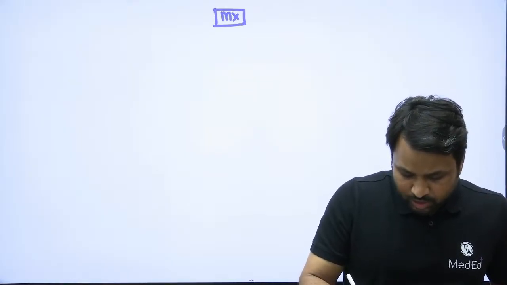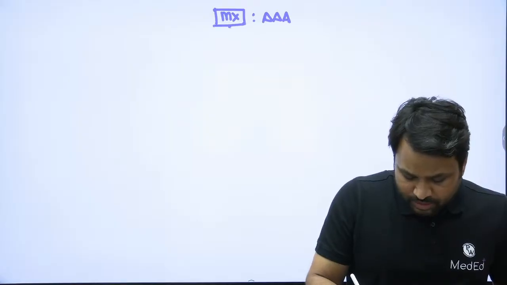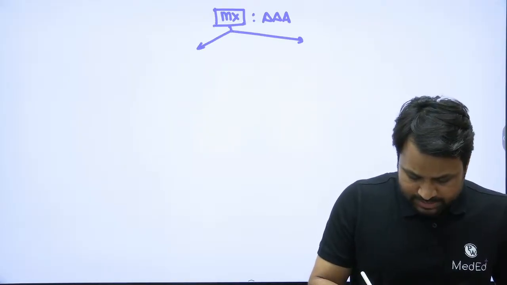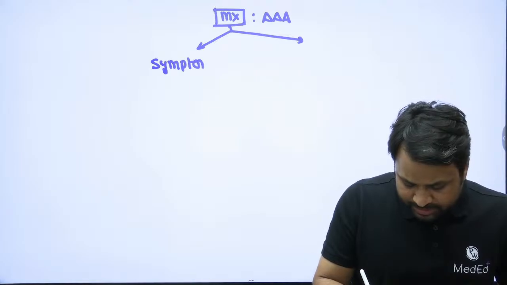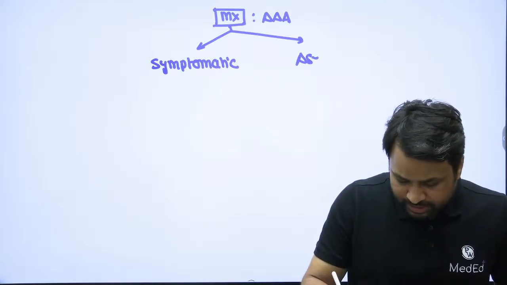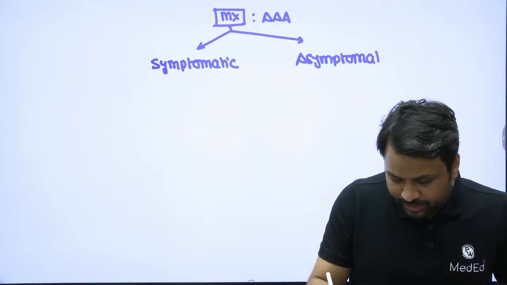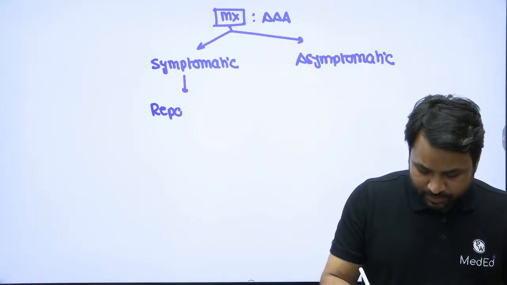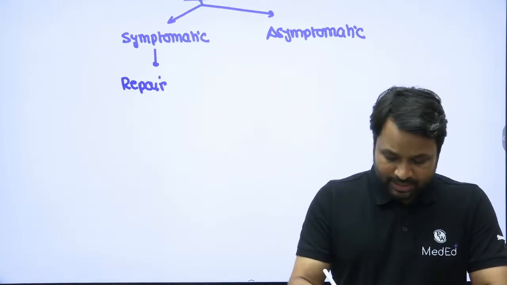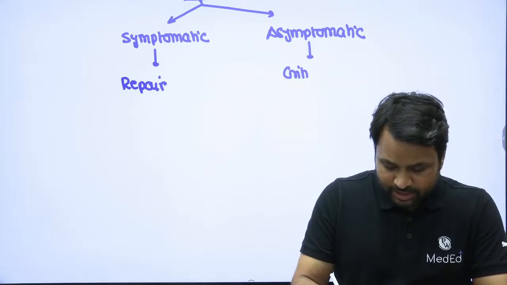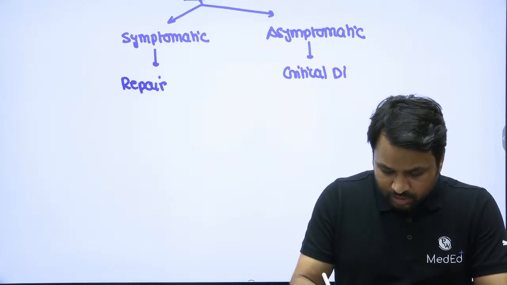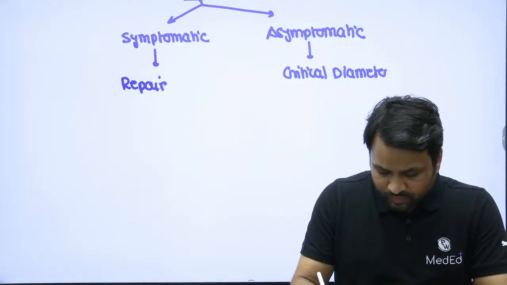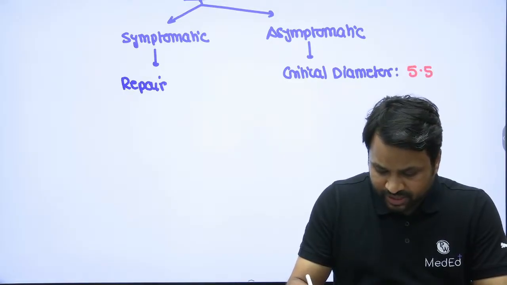So for management of abdominal aortic aneurysm, what is the algorithm that we follow? The first question is whether the patient is symptomatic or asymptomatic. If the patient is symptomatic, irrespective of the size of the aneurysm, I am going to advise repair. This is what we've been telling you. In an asymptomatic patient, I would look for something called the critical diameter of the aneurysm. The critical diameter of the abdominal aortic aneurysm is 5.5 centimeters.